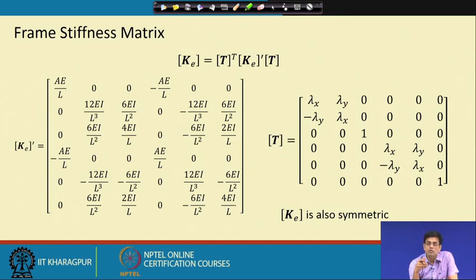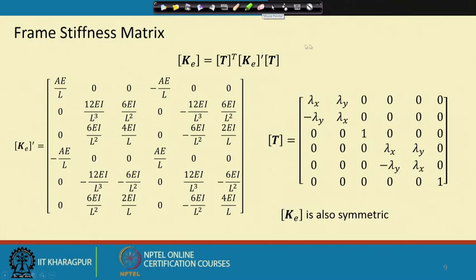So, these properties remain intact in the non-prime coordinate system as in the prime coordinate system. The transformation actually does not change any property of the matrix. This is an important fact. We do not lose any property of this stiffness matrix.